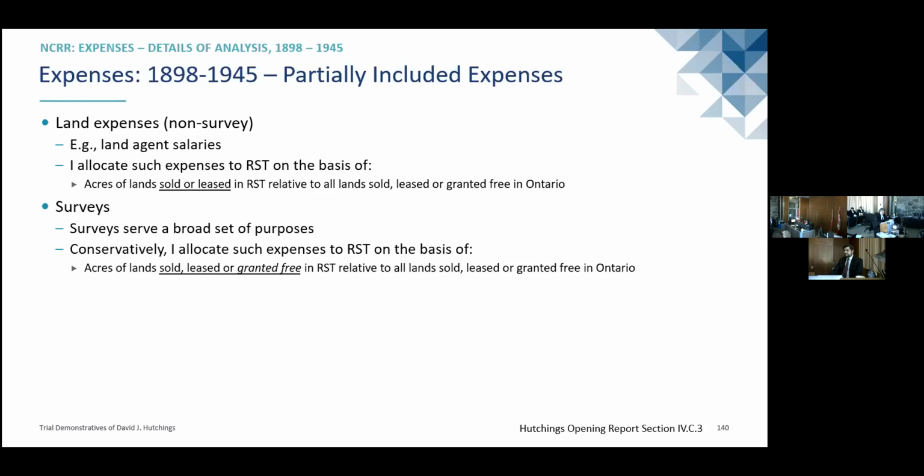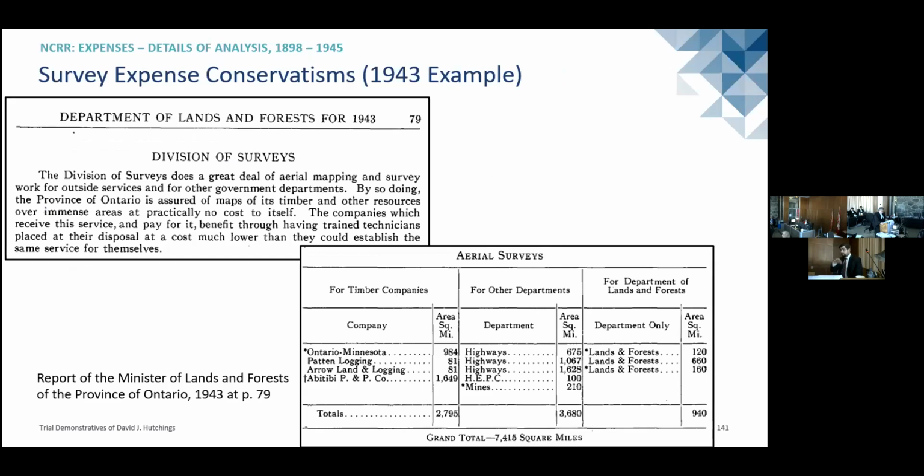Surveys, again, they serve a broad set of purposes. It's easy to say in words examples of surveys that wouldn't be relevant for NCRRs, but it's more difficult to allocate those separately. So I again include them. I include acres of land granted free when I calculate the amount of survey expenses to allocate, which means that I include more survey expenses than I do land expenses. But I include them throughout.